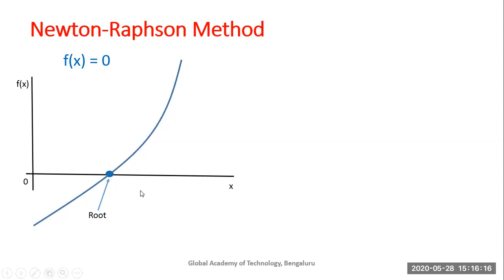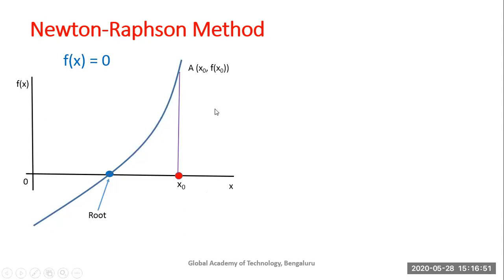For that, suppose there exists a point x0 which is close to the given root. Suppose somehow we find x0, the value of x which is close to the required root. Suppose that x0 is somewhere here. Let me draw the ordinate at x = x0. Suppose it meets the curve at the point A, whose coordinates are x0 and f(x0).